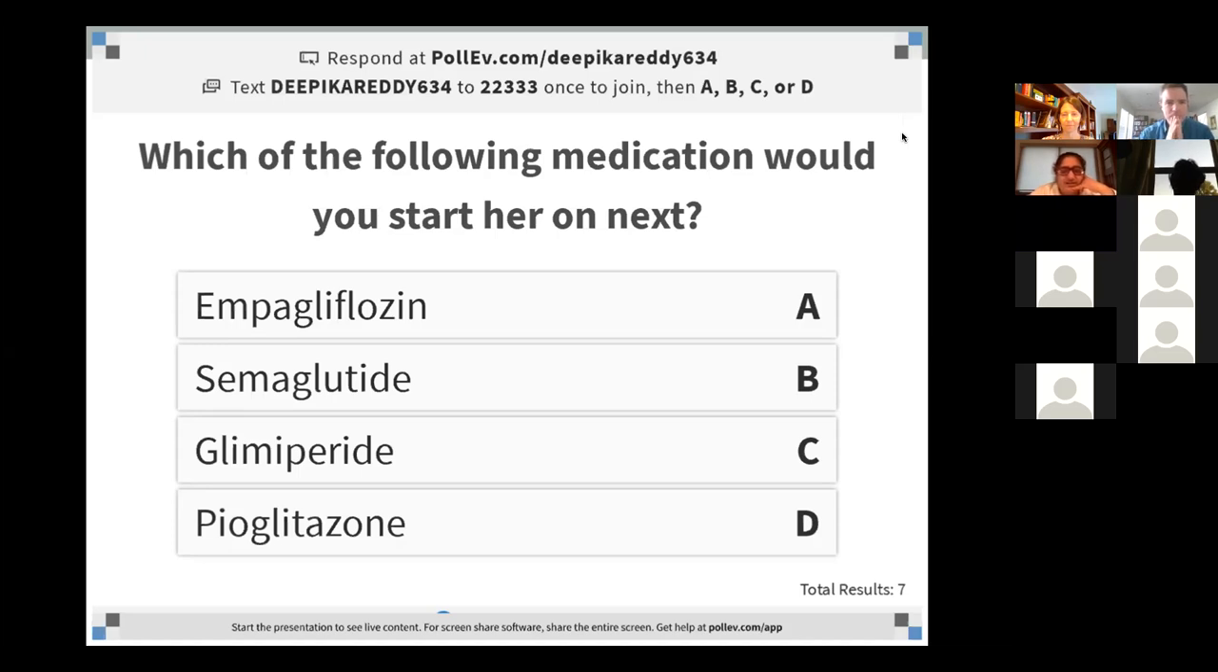Okay. Again, there's a spread. So nice to have a conversation. So let's move on. But half of you would have chosen an SGLT2 inhibitor. Some portion would have chosen a GLP-1 and some would choose a sulfonylurea.